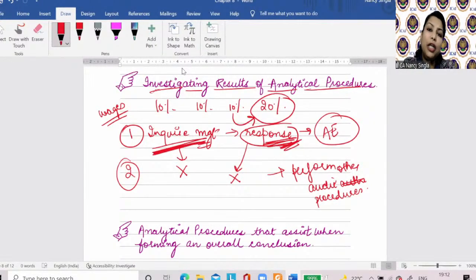And if you are unable to obtain sufficient appropriate audit evidence, or you conclude that something is wrong, then what does the auditor always have? The audit report. Okay? That is why it is mentioned: perform other audit procedures. So I hope this topic is clear, investigating results of analytical procedures. Let me have a look at the queries. Shubhansh, you are correct. Discuss with management about identified fluctuations, which is absolutely correct.